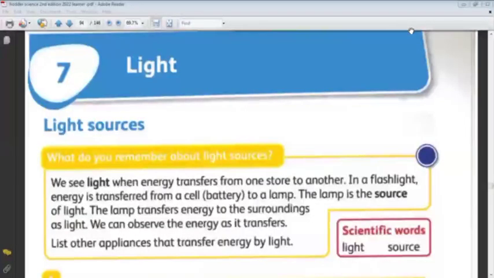We talked in unit 6 about energy, and we learned that energy can be transferred from the energy store to the surroundings in the form of heat, sound, movement, or light.